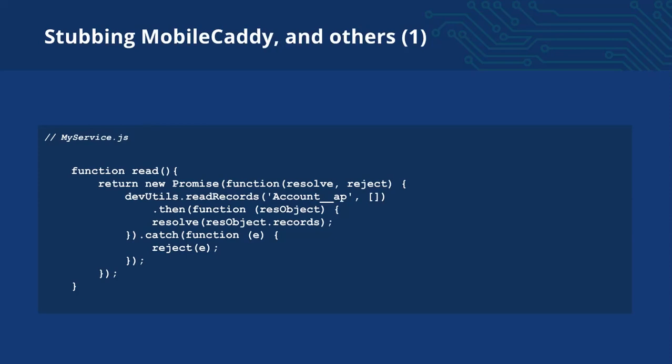So let's say that my service.js now has this read function in here, and it's going to be resolving a promise. Within this function, what I'm calling is a devutils.readRecords on my account table. This call is going to be reading all of the records that are actually inside my accounts table and then returning it back in a resulting object. My service is then resolving this, but actually I'm just resolving the records attribute of my resulting object. And I know that this is going to be an array. Of course, if this fails, then I'm going to be rejecting it. So let's move on to see how we might start testing this.